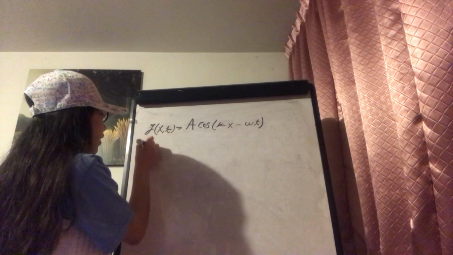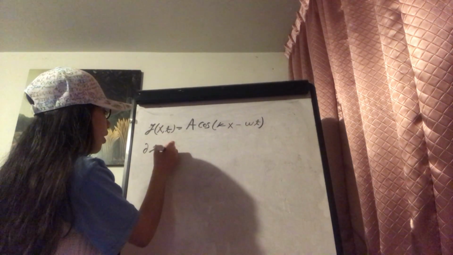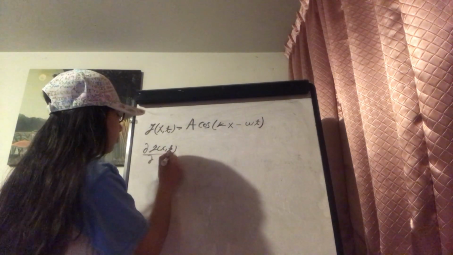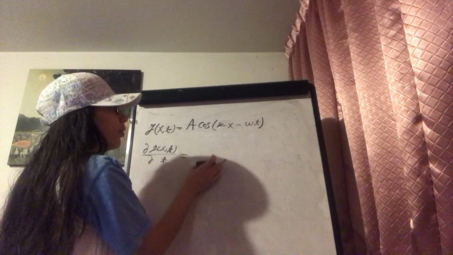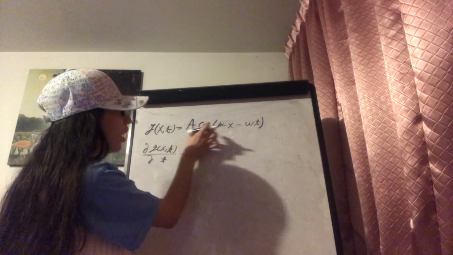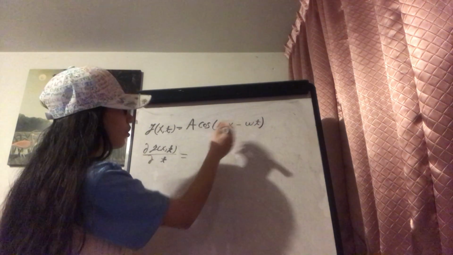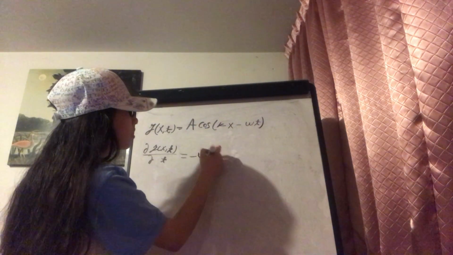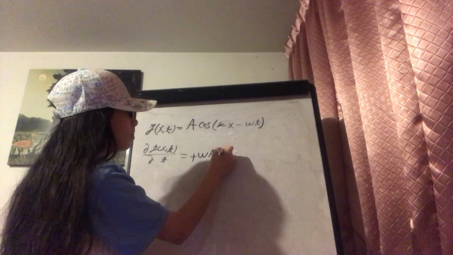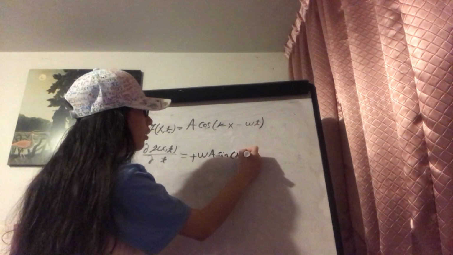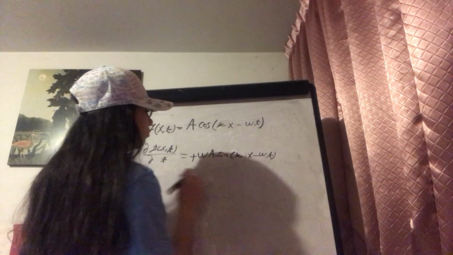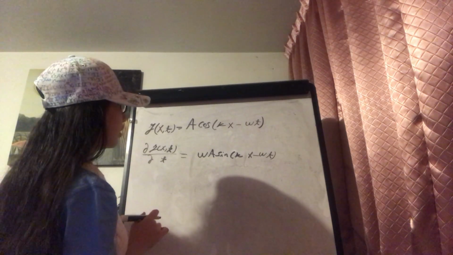So what is the first partial derivative of y of x,t with respect to time? We would hold x as a constant and this is very easy. It would be minus omega times A times minus sine, so plus omega A sine of kx minus omega t. So this is the first derivative.